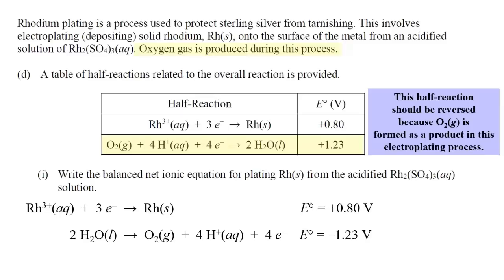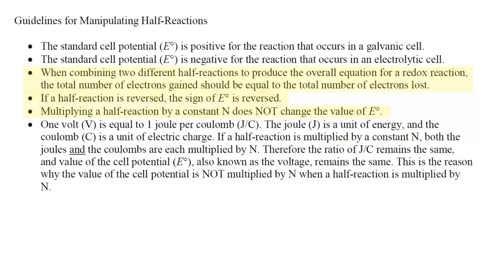Okay, now the next part of the process that will help me to write the correct balanced net ionic equation is to consider the following guidelines that are highlighted on this slide. Now, one of these guidelines I've already done so far. That guideline says if a half reaction is reversed, then the sign of the cell potential is reversed. We've already done that by reversing the oxygen half reaction.